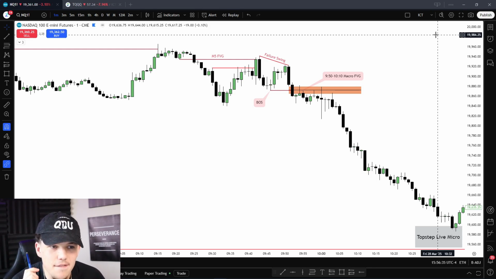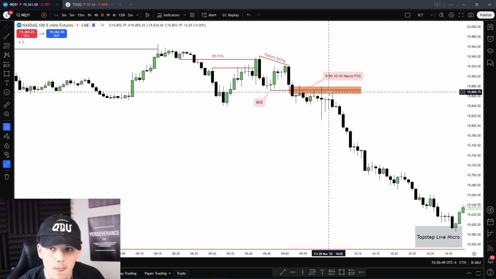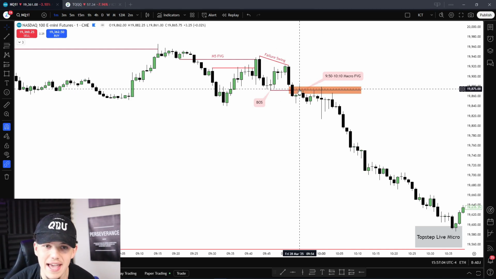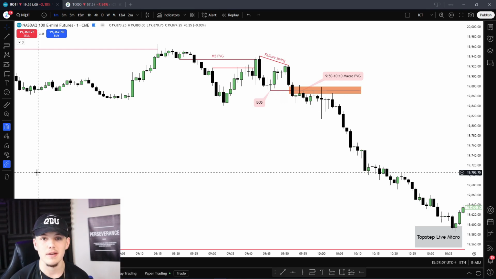At 9:50 to 10:10, if you see a fair value gap that is in the right narrative direction, traded to, and consequent encroachment is respected, that fair value gap will work 80% of the time. Consequent encroachment needs to be respected. At 9:50 to 10:10 macro, if you see price trade into a fair value gap and respect consequent encroachment, there is your entry. Now we need the confirmation.